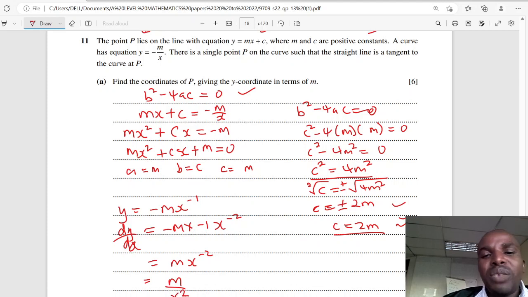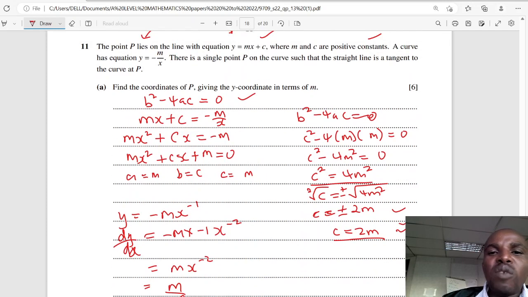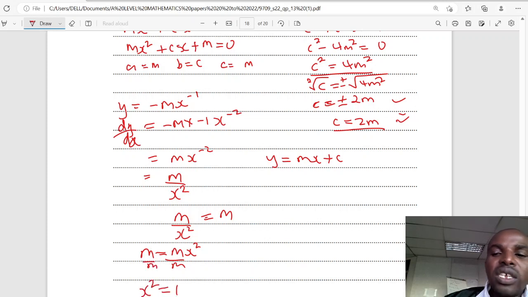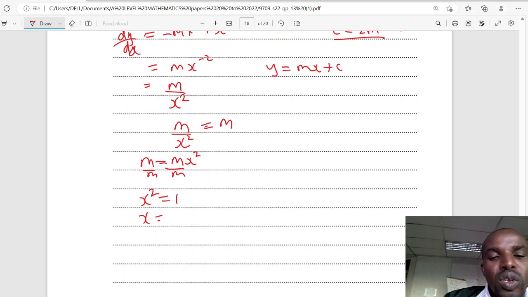So the gradients must be exactly the same, right? The gradient of the tangent, y = mx + c, is m. Take note of that part. So m/x squared = m. Cross multiply, you get m = mx squared. Then m will cancel out, divide by m both sides, you get x squared = 1. So x = square root of 1, that is plus or minus. So x = plus or minus 1.